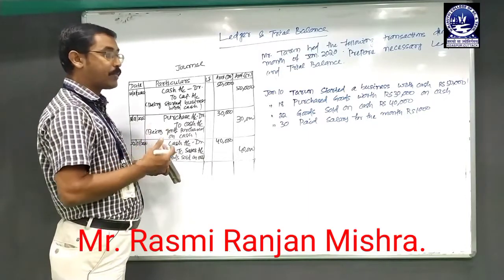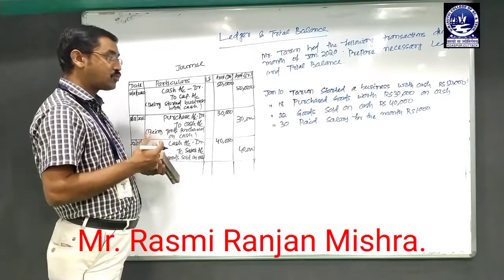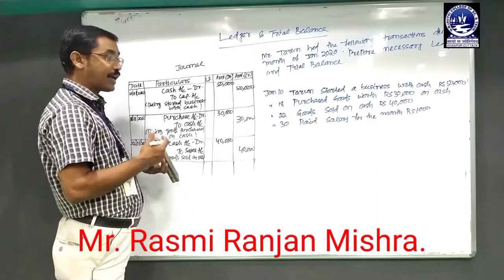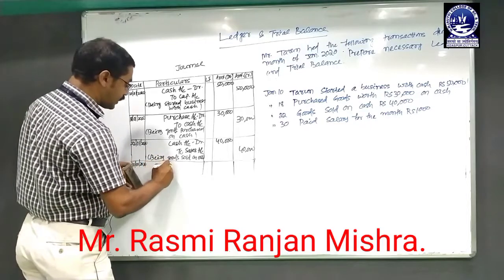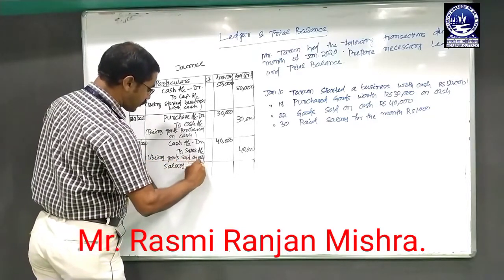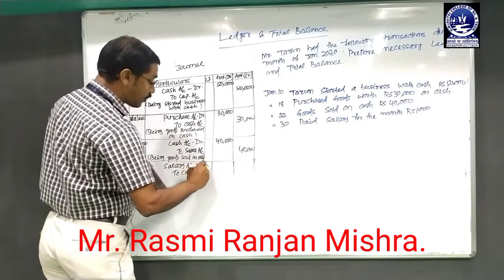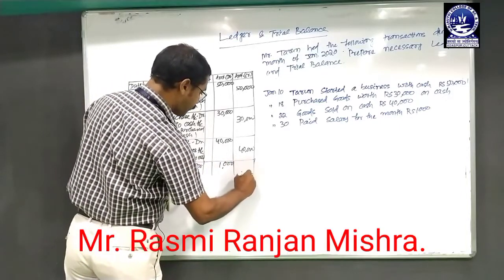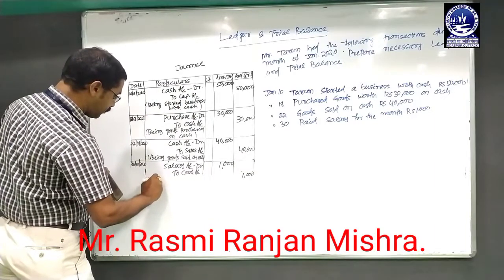And when we paid salary in the form of a cash, cash is a real account. What goes out, the account must be credited as per a real account. So cash goes out from the business, so cash account must be credited. And the journal entry is salary account debit to cash account, and the amount is 1,000. The narration is being salary paid.